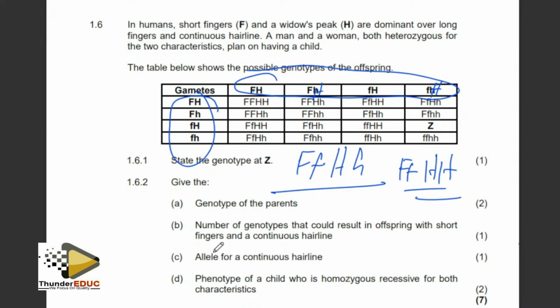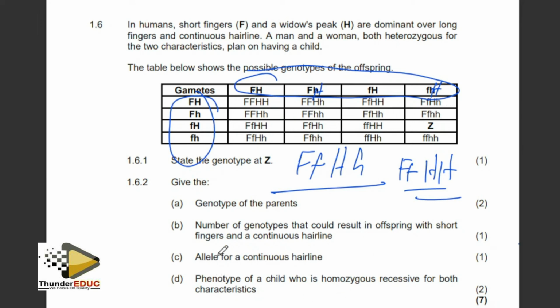They're saying the number of genotypes that could result in offspring with short fingers, and short is dominant, isn't it? And then this one is recessive. Because it's recessive, I need to have the small h. As long as I have capital H, that is 1, that is 2, yours, and then that is 3.